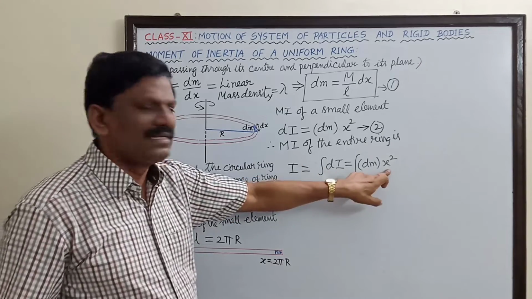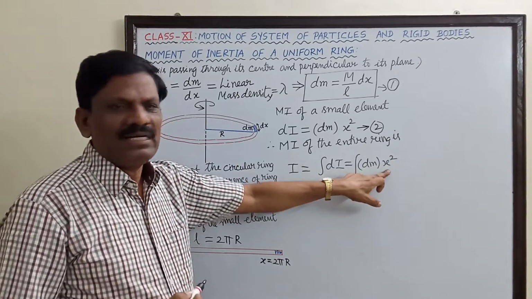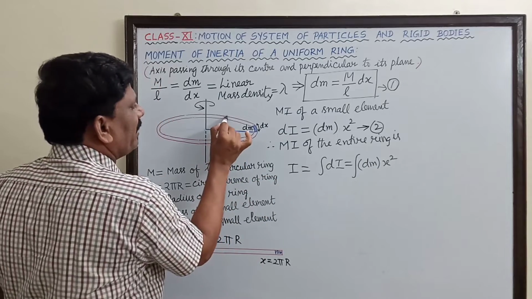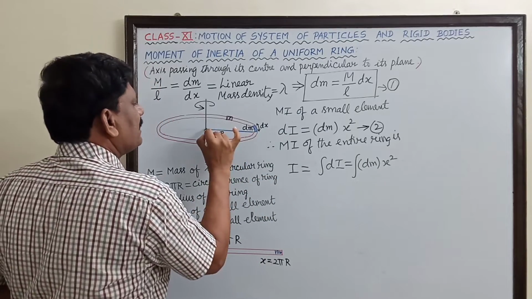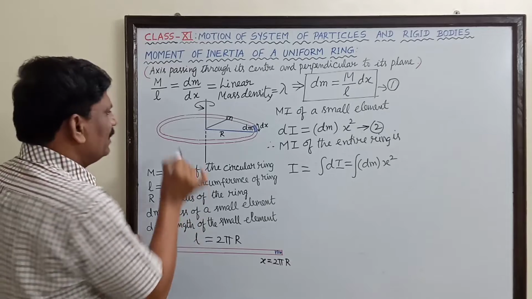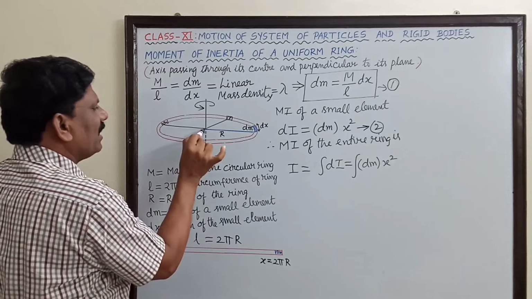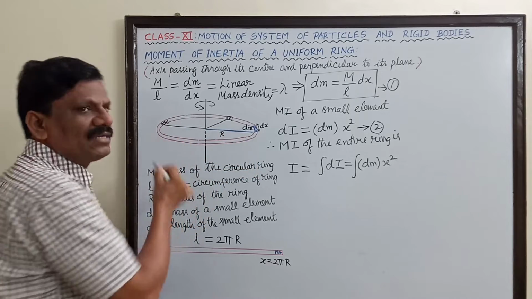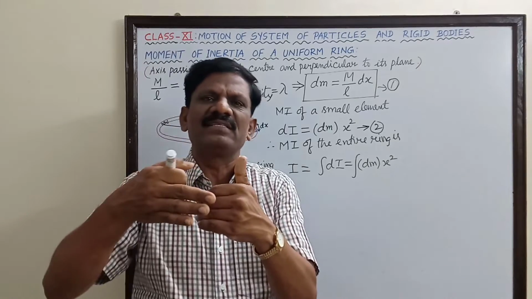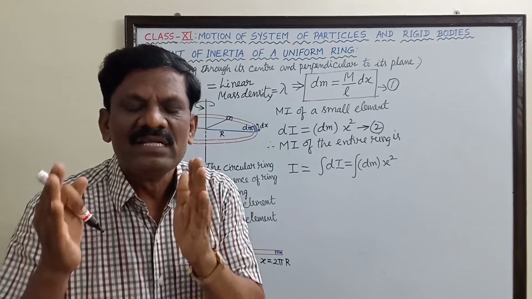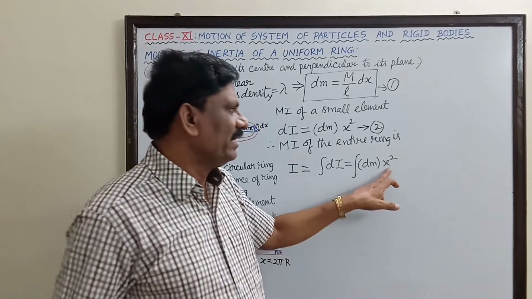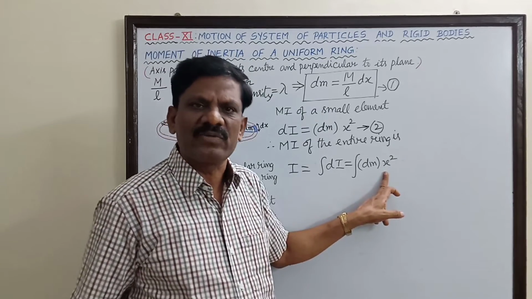So here X is equal to the radius of the ring. Like that, if you take another element here, this also will be at a distance r. So the other element here is also at a distance r. So all the elements on the entire ring are at the same distance, that is equal to the radius of the circular ring. Therefore we can replace this x square by r square.